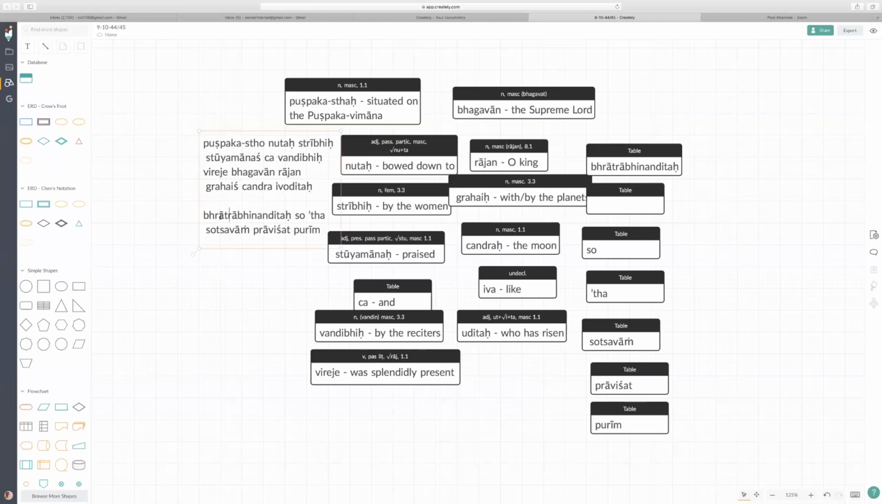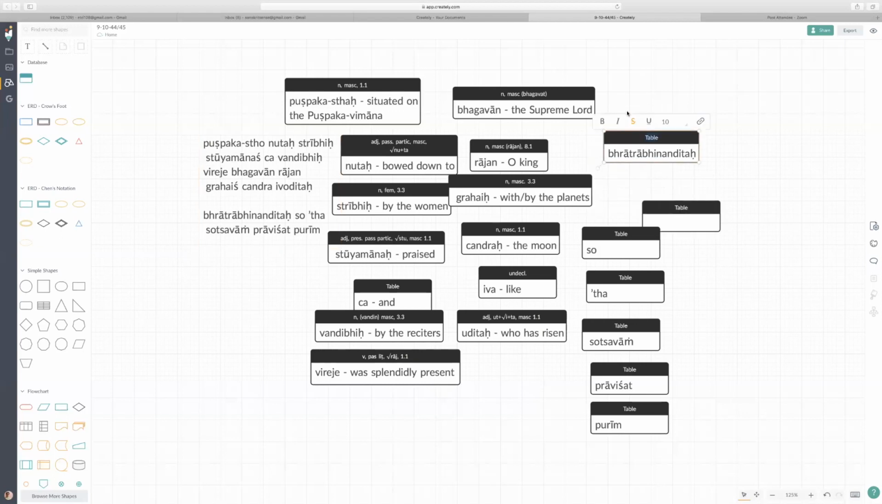Uditaha. Okay, next, bratra bhinanditaha. So there are two words. Again, they are joined by sandhi. Bratra plus abhinanditaha. It is not a samasa actually. These are just separate words. Even though there is no space in between them, these are separate words. And abhinanditaha with short abhi.